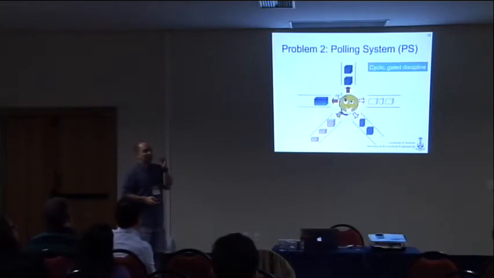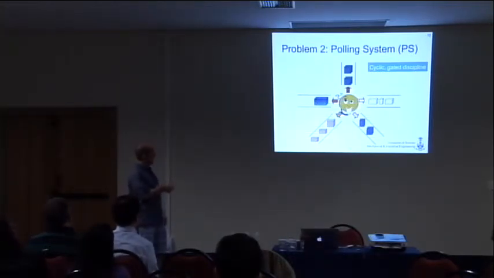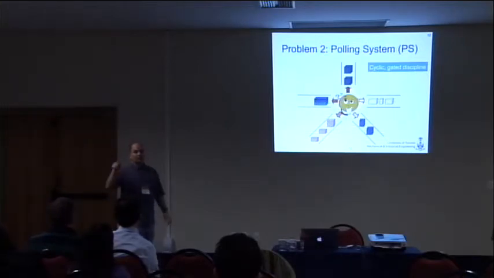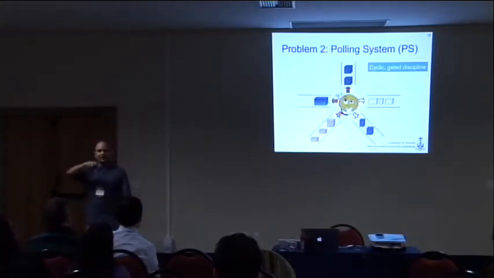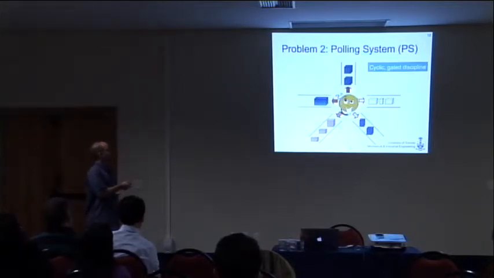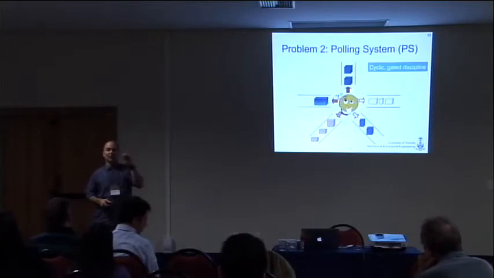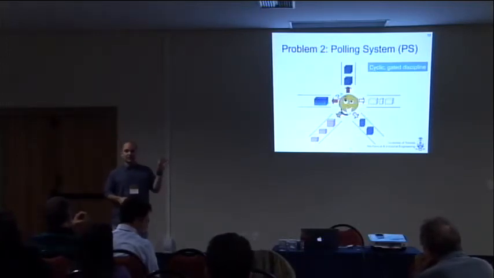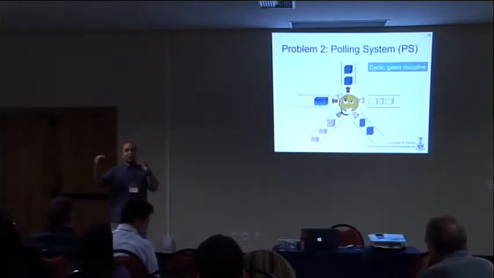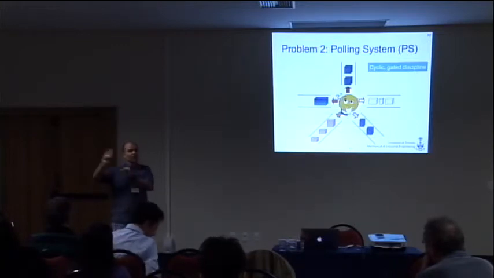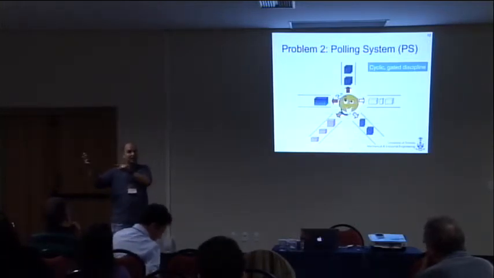We're going to do quite a simple discipline here, so it's cyclic, so we're just going to go around polling it in a round-robin fashion. And the gated discipline means that when we arrive at a queue, all the jobs that are there at arrival time will be processed. If other jobs arrive while we're processing that queue, we're not going to leave, we're not going to do them then, we won't do them until we come around and come back to that.